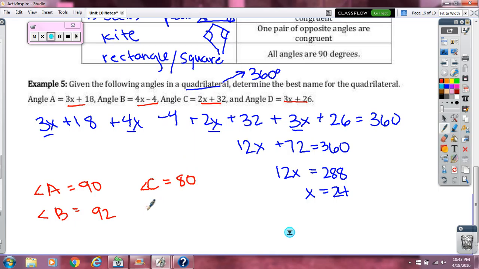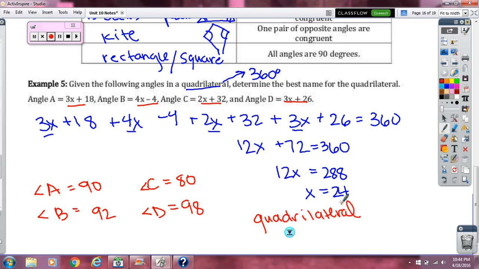Okay, so it's looking like none of these angles are going to be the same. Angle D is 3 times 24, plus 26, 98. Alright, so none of the angles are the same. The opposites aren't the same. They're not all 90 degrees. So I think the best name I can come up for this thing is just a quadrilateral.